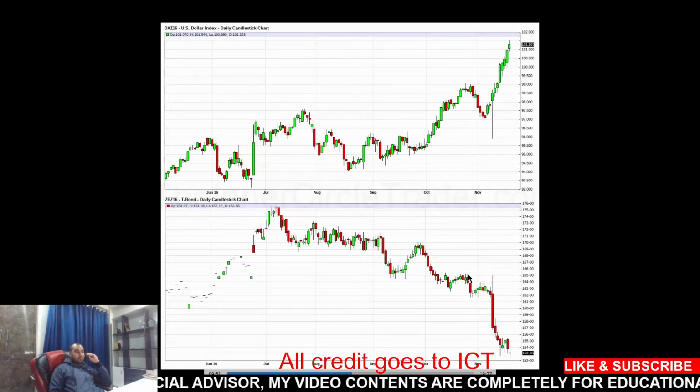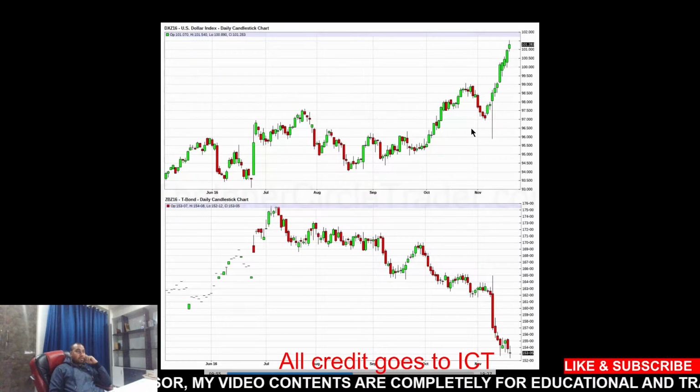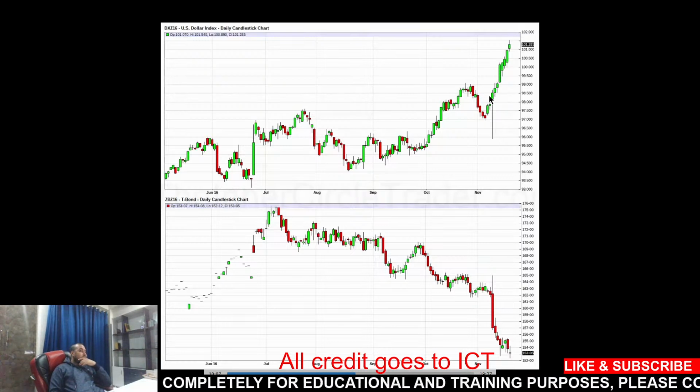The market showed a willingness to drop even lower here on the bond market. At the same time, there was a small little decline when the bond market was dropping, a small deviation from what would be considered the normal. That was all attributed to what? The U.S. elections. Nobody knew what to expect with the elections, except for ICT. He said Trump was going to win.